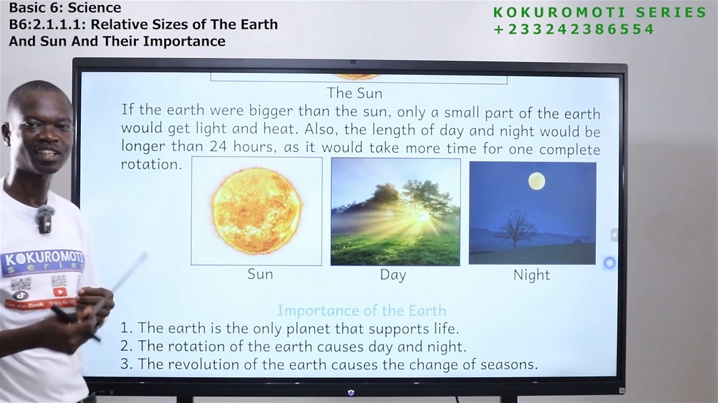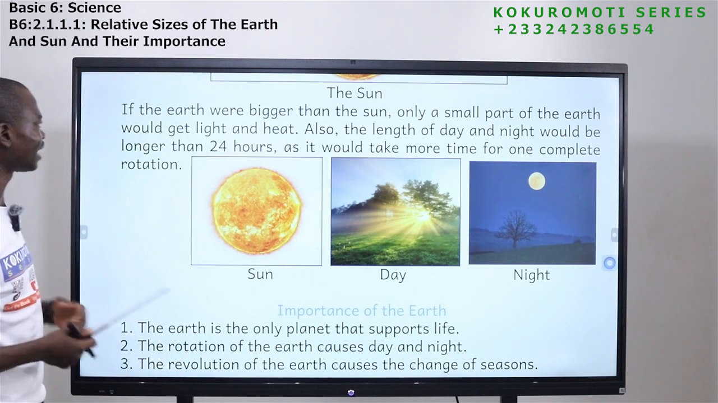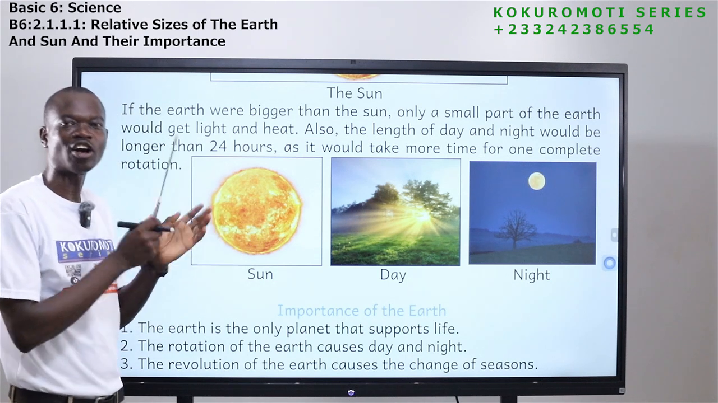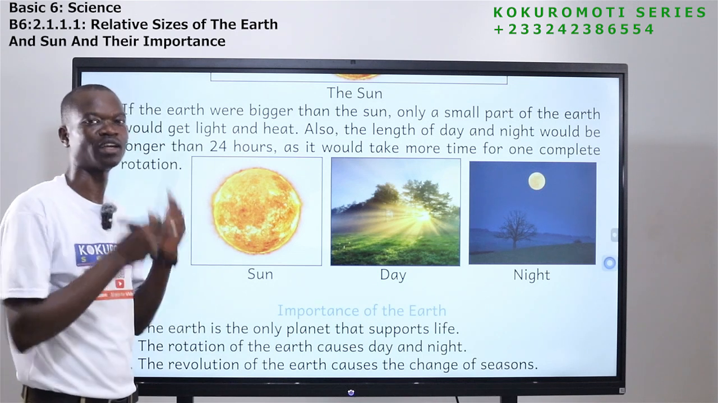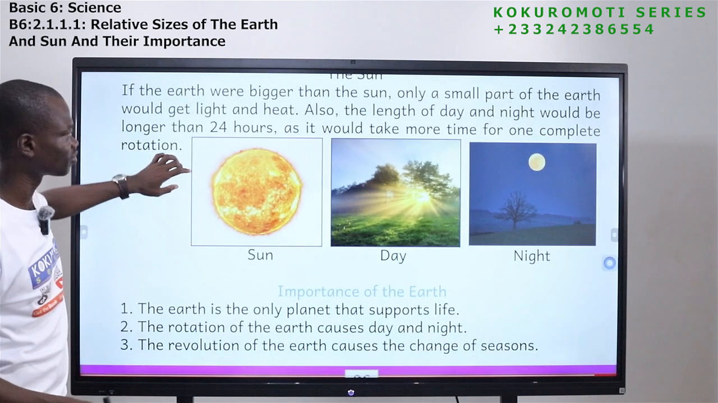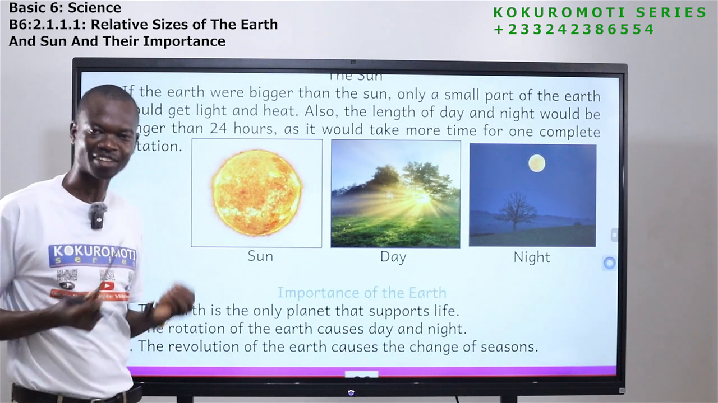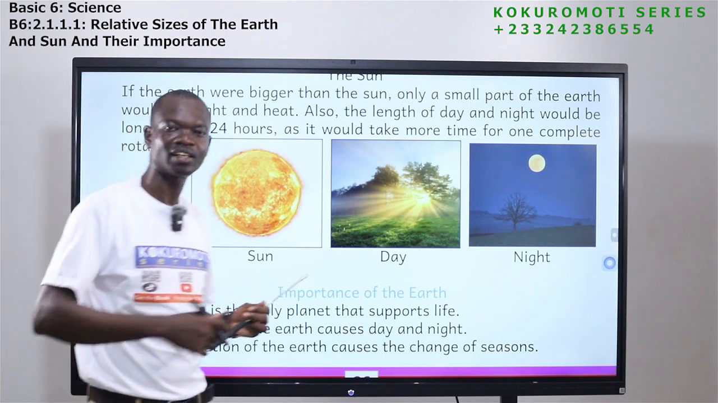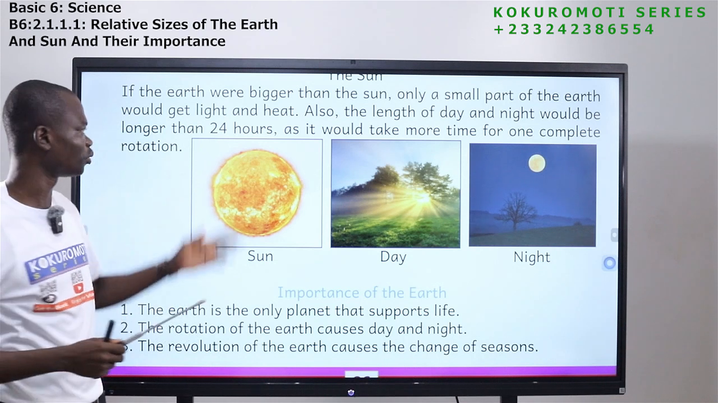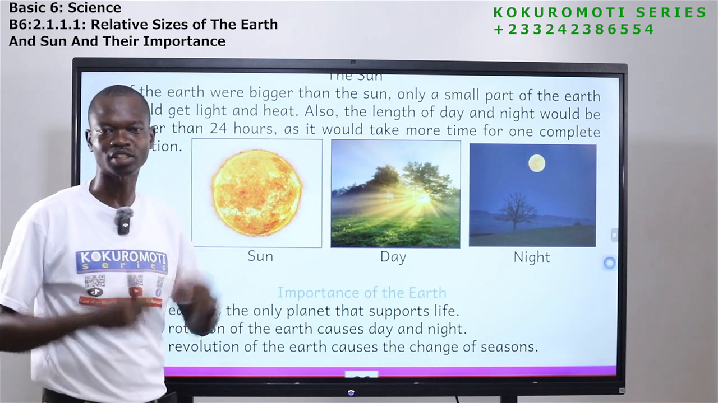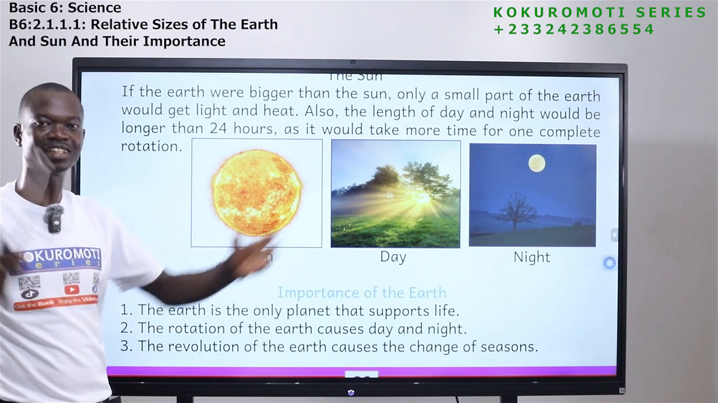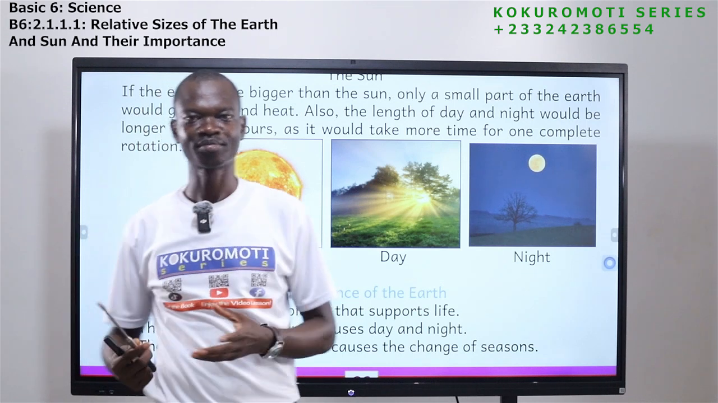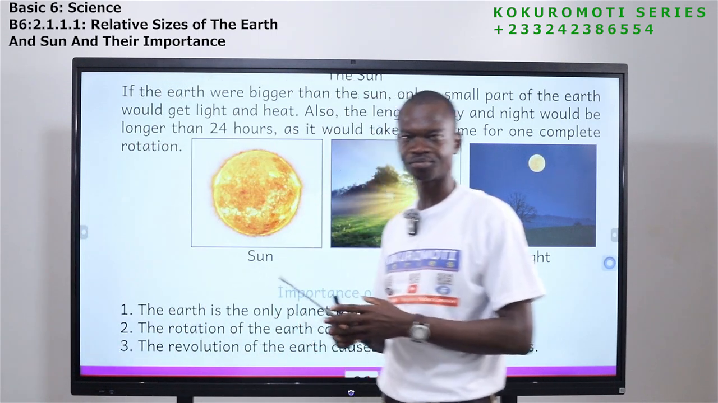One thing that you should know is that if the earth were bigger than the sun, only small parts of the earth would get heat and light. Apart from that, because the earth is bigger, it would take longer to finish one rotation. So you would not just get 24 hours, it would be more than 24 hours. Because it is bigger, it needs to go around gradually like that, so it will take a long time to complete one rotation.